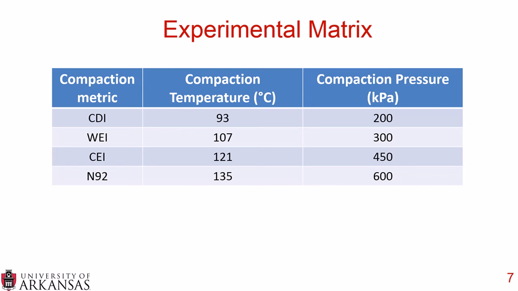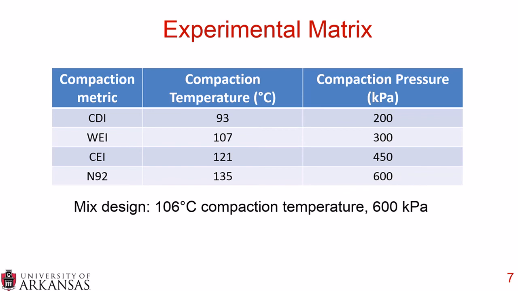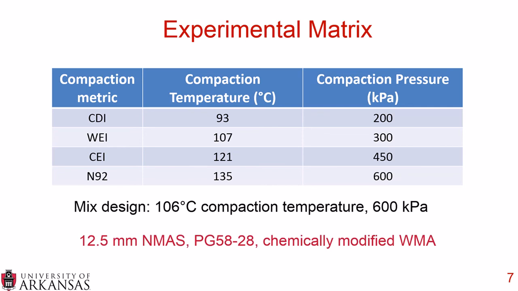Now, the superpave gyratory compactor during the mix design process is intended to be run at 600 kilopascals pressure, but we wanted to see what would happen when we decrease the pressure a little bit in the superpave gyratory compactor. So 600 kilopascals is what was used during the mix design process. And the mix design temperature was 106 degrees Celsius, and that is because this was a chemically modified warm mix asphalt. That was the primary mix that we looked at.